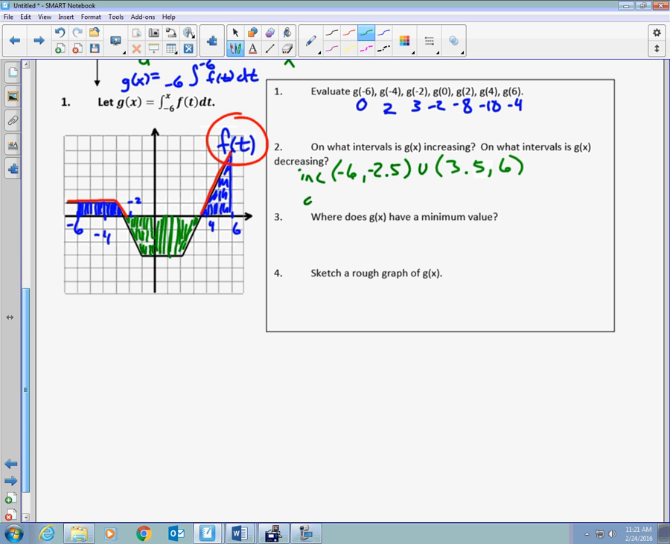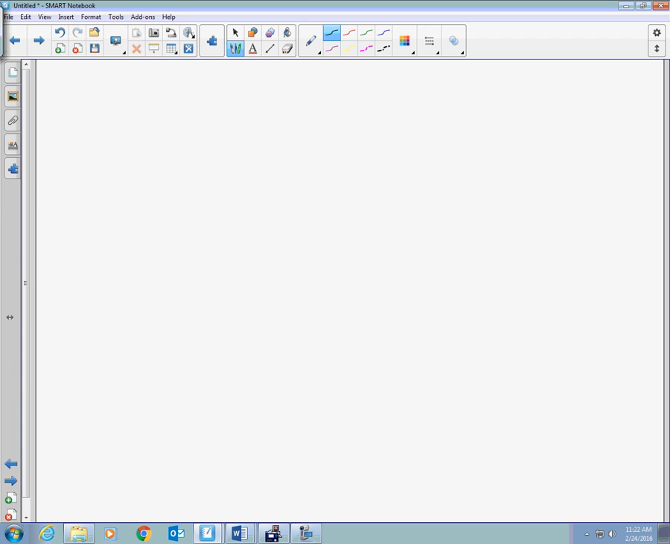And that would be your increasing. It would be decreasing from negative 2.5 to 3.5. Where does it have a minimum value? We'll say that we want parentheses. Brackets we won't use because technically at negative 2.5, it's neither increasing nor decreasing. It's steady at 0. Good question. At negative 6, you're right. It would be increasing from the beginning.